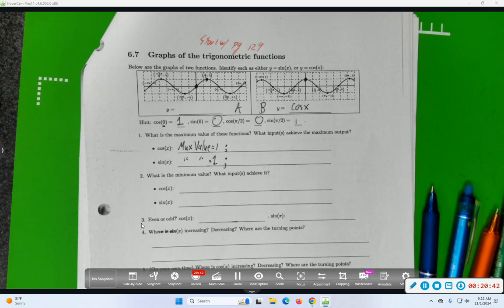What inputs achieve those extreme values? So, again, by looking at the graph of cosine, give me an x value that gives you that maximum output. Just one. I don't want all of them. Just give me one of them.